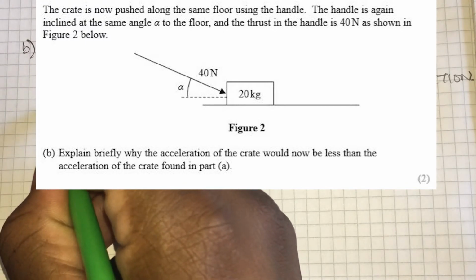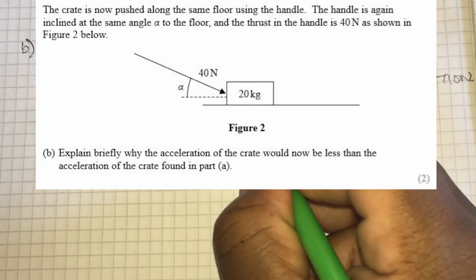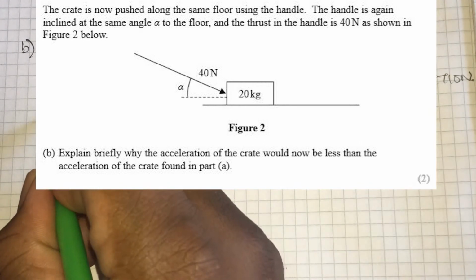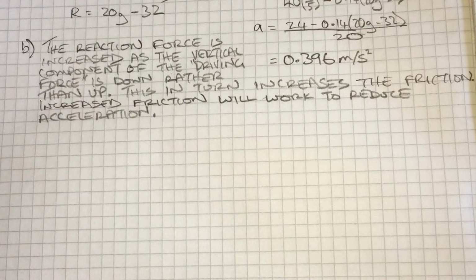So to sum it up in a couple of sentences, the reaction force increases as the vertical component of the driving force is down rather than up. This in turn increases the friction. Increased friction will work to reduce acceleration.